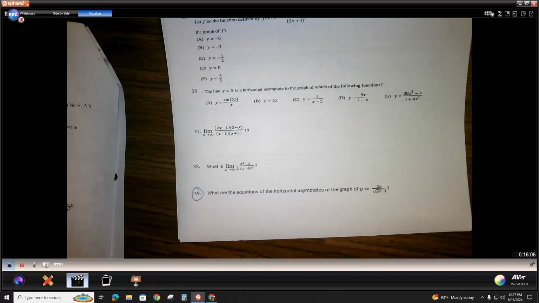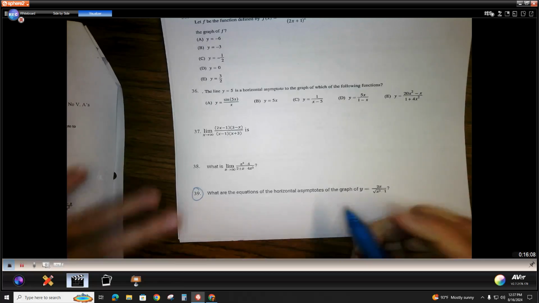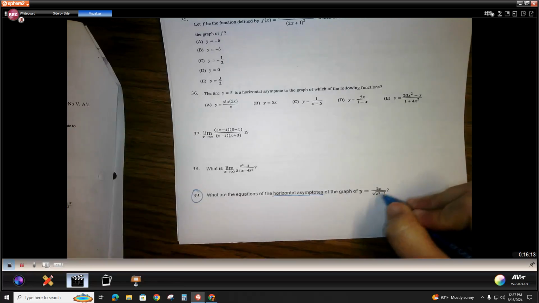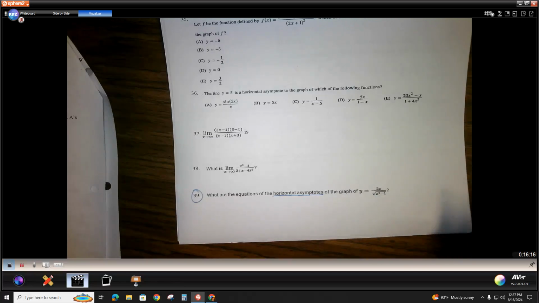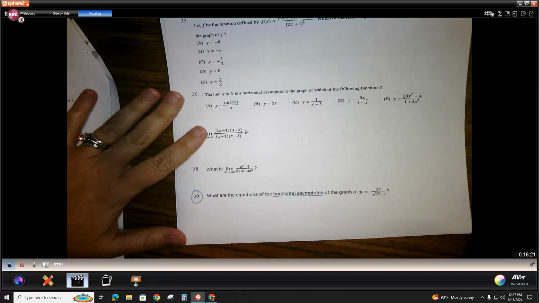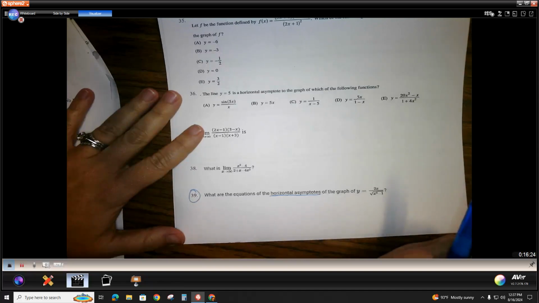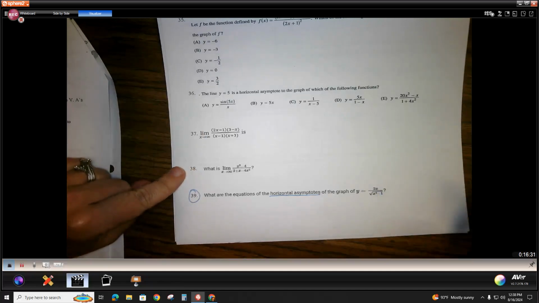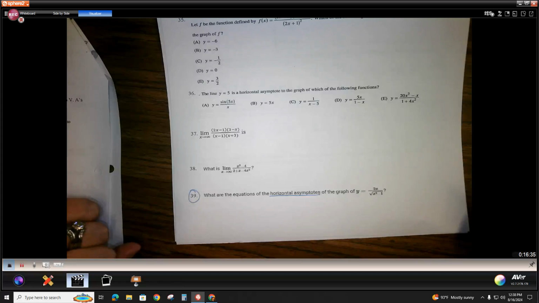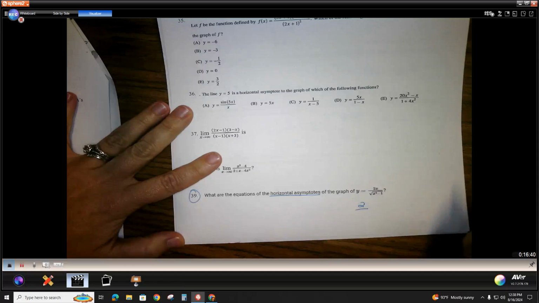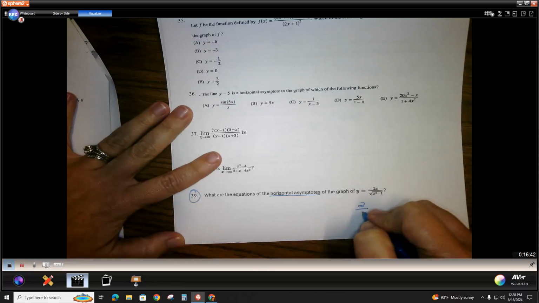39. What are the equations of the horizontal asymptotes of the graph of y equals 2x divided by the square root of x squared minus 1? So this is the question: whenever we're looking for the horizontal asymptote, is it top heavy, bottom heavy, or the same? This one is technically the same, because when I take the square root of x squared, that gives me an x. That's a degree of 1, and this is a degree of 1. So when they're the same, we divide the leading coefficients. So that's going to be 2 divided by 1.